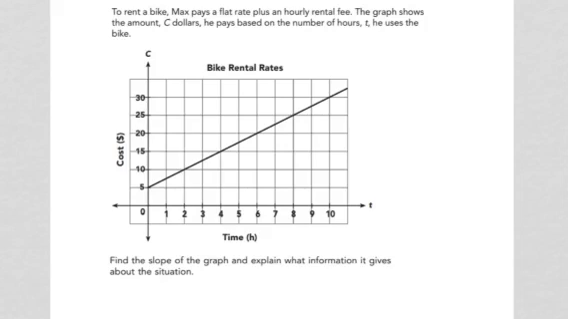So today we're going to take all that work and we're going to put it to a real world problem. It says to rent a bike, Max pays a flat rate plus an hourly rental fee. The graph shows the amount C in dollars he pays based on the number of hours T he uses the bike. So again, he's renting a bike. Looks like it cost him $5 to rent the bike, and then it's some sort of price for every hour that he uses the bike. Our job is to find the slope of the graph and explain what information it gives about this situation.